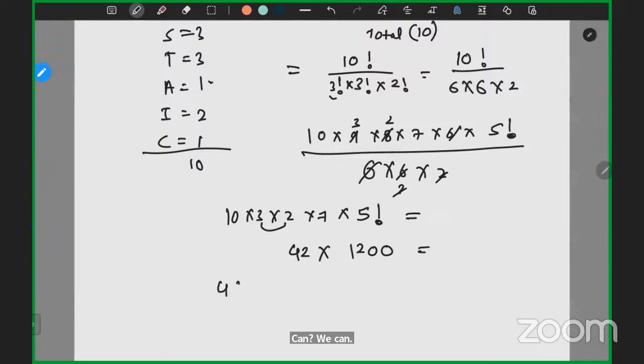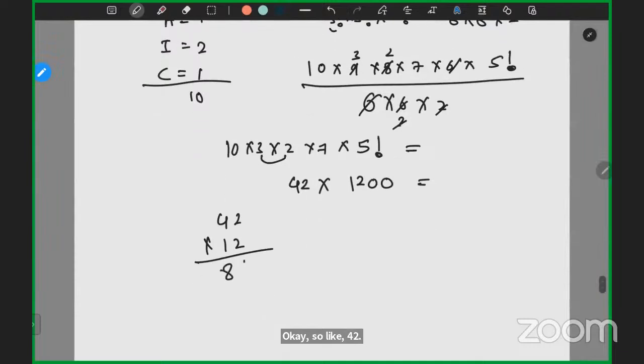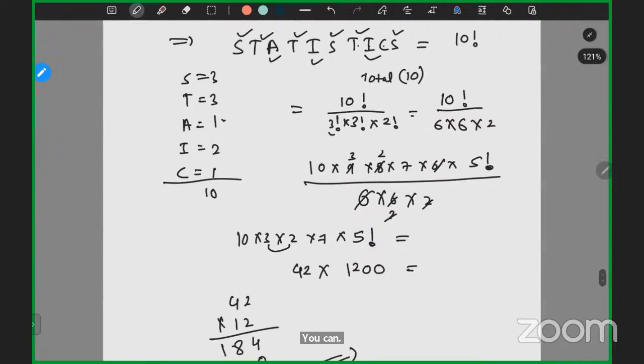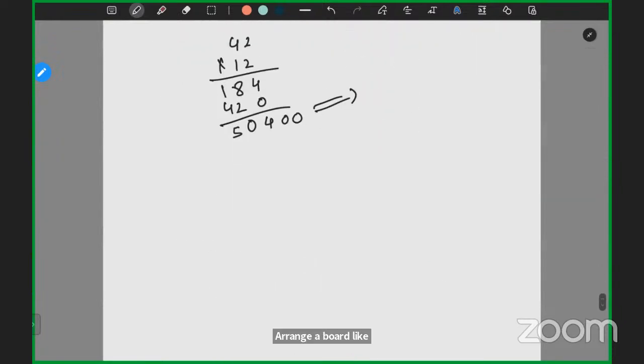So like 42, let's say 12 by 2, then 84 and 42, like 50,400, and then multiply by 100. So that is like double zeros. So this many ways are there. You can arrange a word like this. So if you have repetition, then you know, right?